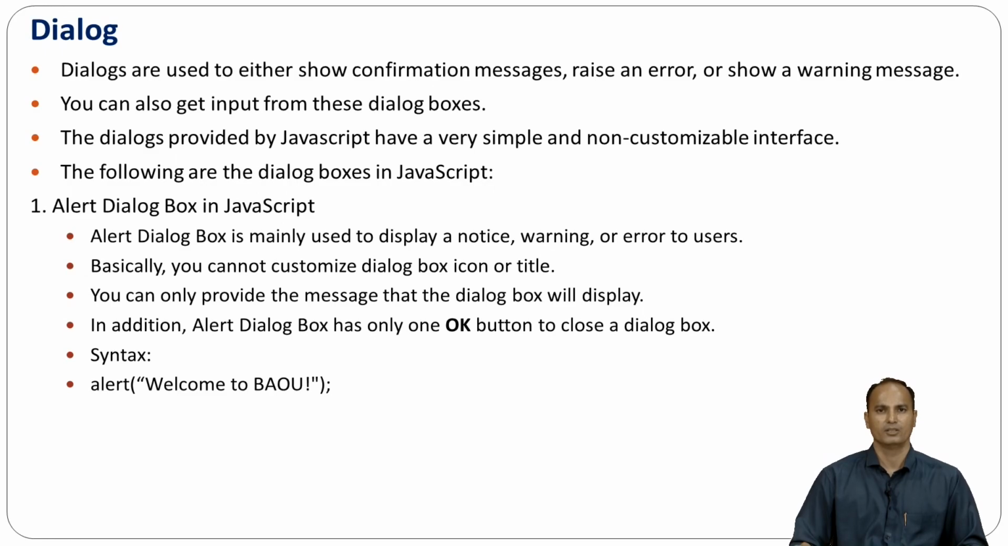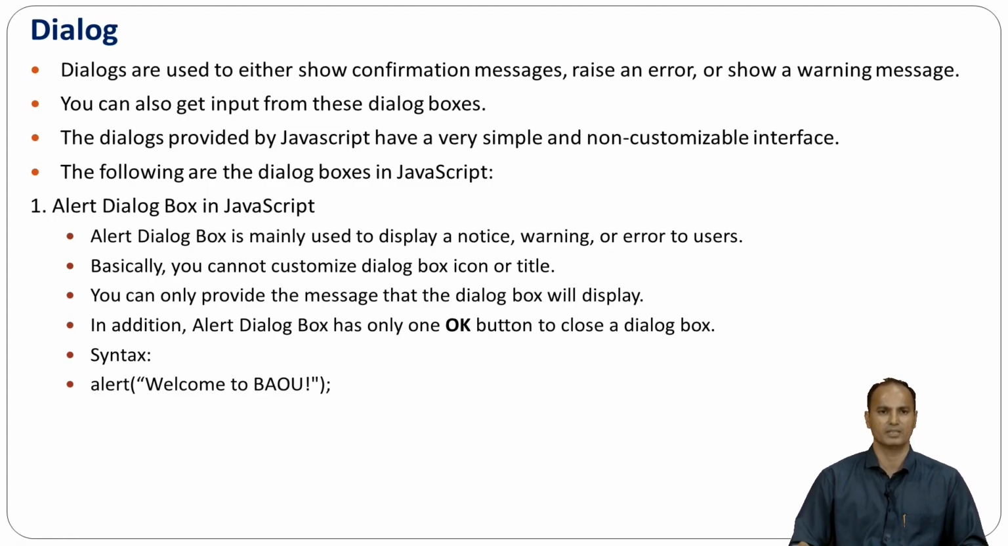What is a dialog? Simply, dialogs are used to show confirmation messages, raise an error, or show a warning message, or to provide a hint to the user or developer about whether the performed task executed successfully or something unexpected went wrong. You can also get input from these dialog boxes. The dialogs provided by JavaScript have a very simple and non-customizable interface. The following are the dialog boxes in JavaScript.